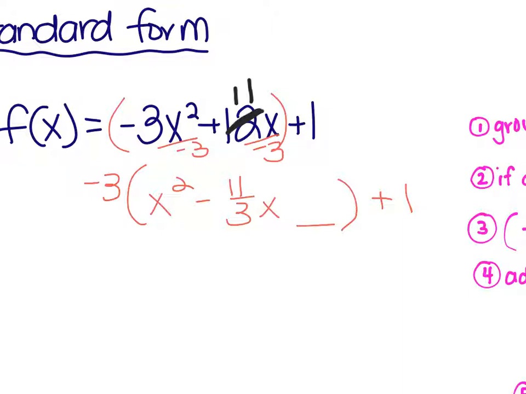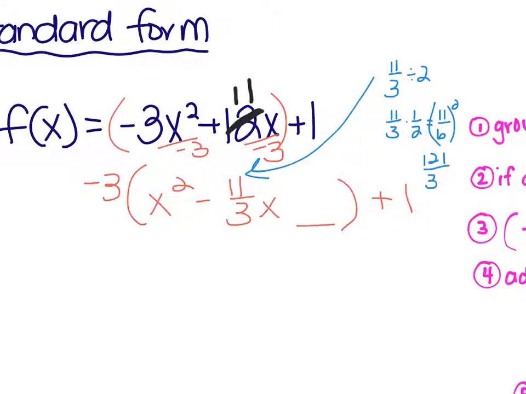All right, so now I've got to find what my middle term should be, which means I take the b, which is 11/3. I divide it by 2, which is the same thing as multiplying by 1/2, and I get 11/6. And then I square it, and I get 121/36. That's what I add inside my parentheses and subtract from outside the parentheses. With me so far? Before I do that, I have to account for that -3.